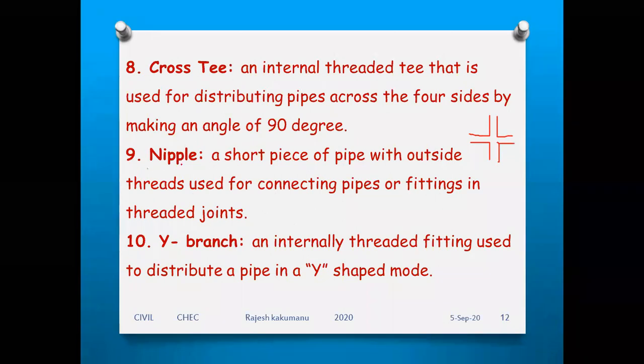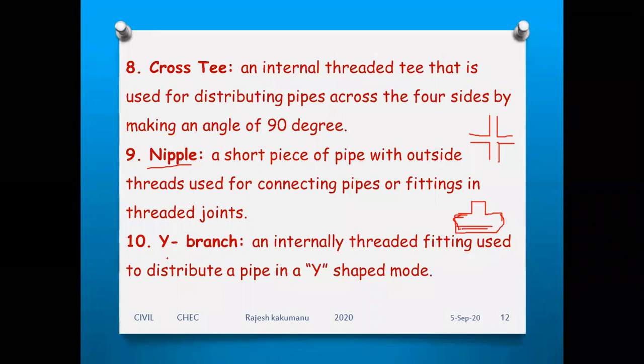Next, a nipple. A nipple is a short piece of pipe with outside threads, used for connecting pipes or fittings in threaded joints, which is having a thread inside this.